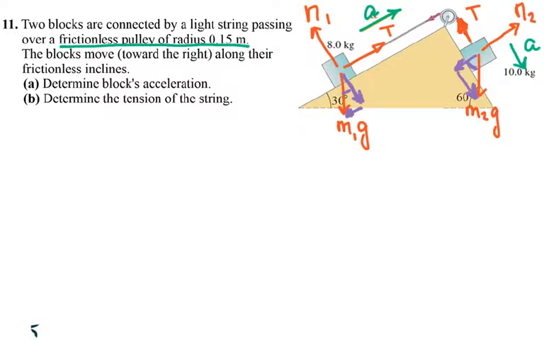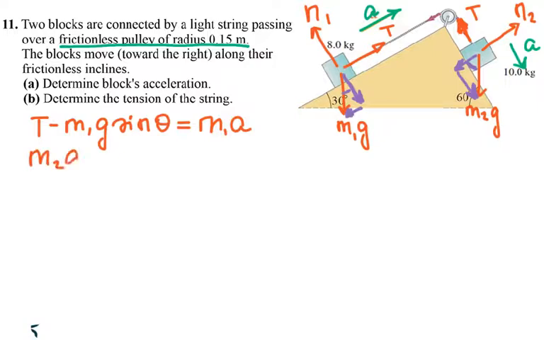So what I have here is the tension force, which is positive, minus m1g sine theta, and that is equal to m1a. And for the second equation, I have tension, which is opposite of the acceleration, so it's going to be negative. And what I have there is m2g sine theta minus the tension is equal to m2a, because I chose my positive direction to be with acceleration, and tension was in the opposite direction.